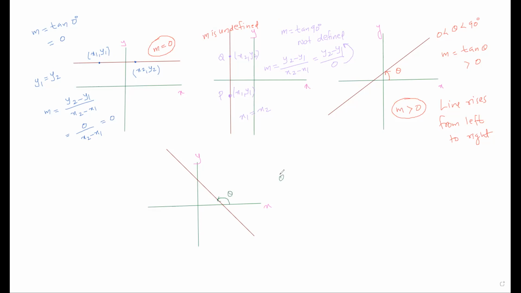Okay, so here theta is between 90 and 180 degrees. That means second quadrant. In the second quadrant tan is negative, so tan theta is less than 0. So that means you can say that slope is negative when the line falls from left to right. When you are moving from left side to right side, your line is going downwards. So that kind of lines always have the slope negative.